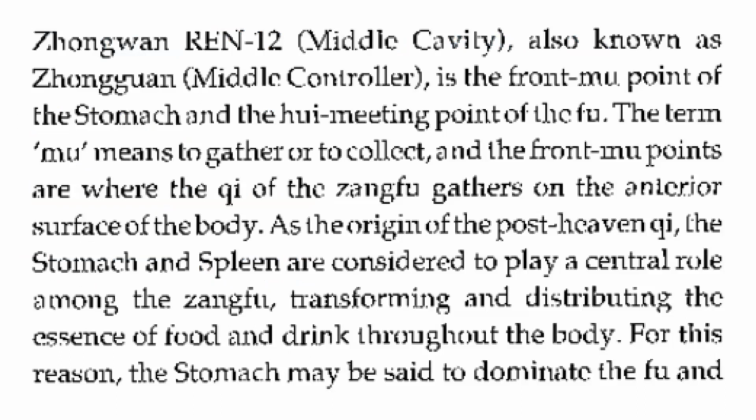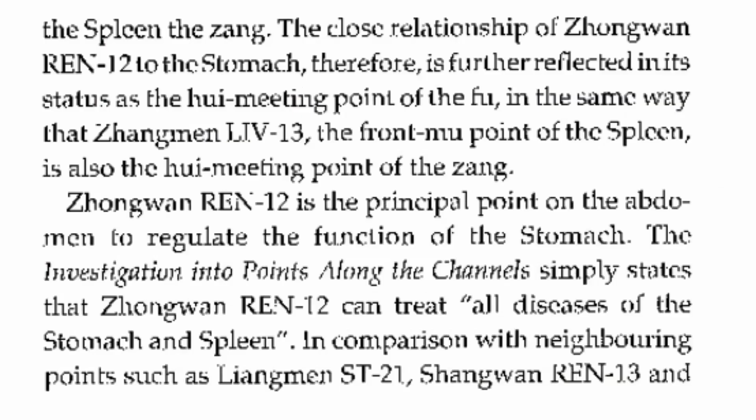As the origin of the post-heaven qi, stomach and spleen are considered to play a central role among the Zang-Fu, transforming and distributing the essence of food and drink throughout the body. For this reason, stomach may be said to dominate the Fu and the spleen the Zang. The close relationship of REN 12 to the stomach is therefore further reflected in its status as the Hui meeting point of the Fu, in the same way that Liver 13, the front mu point of the spleen, is also the Hui meeting point of the Zang.